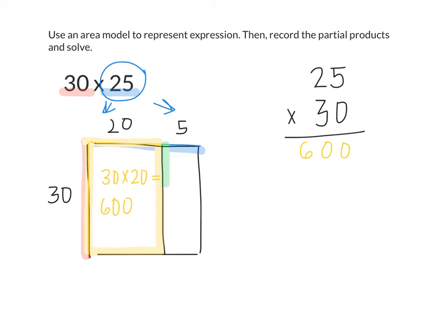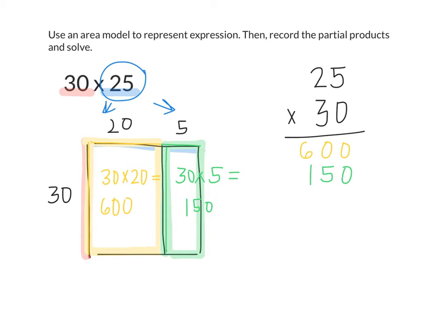Now, how do I find the area of this rectangle? I can do the length times the width. What's the length going up and down? Everyone? What's the length of that rectangle? 30. What's the width? 5. So what's 3 tens times 5? 15 tens, or 150. So let's record the partial product.